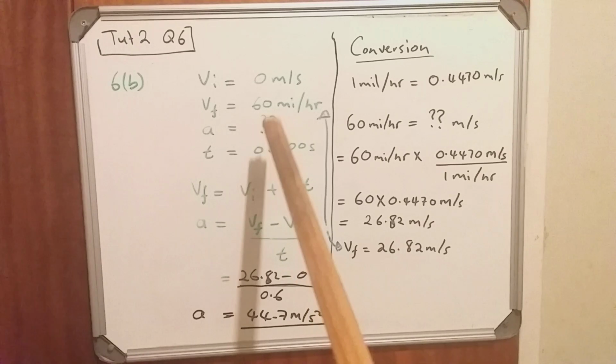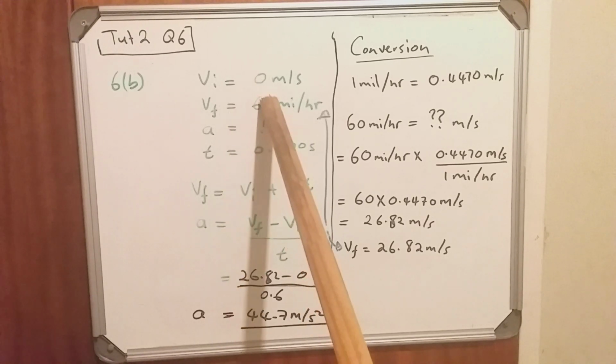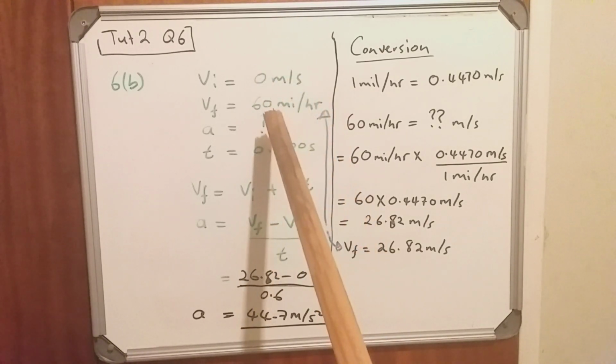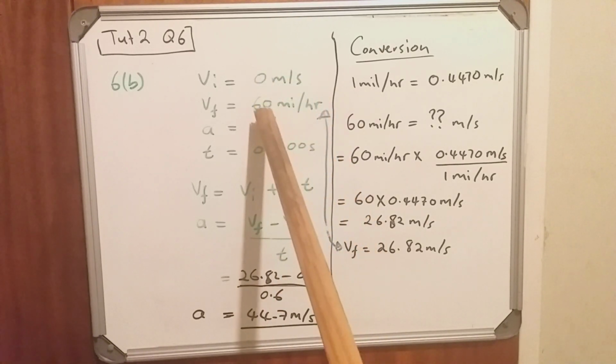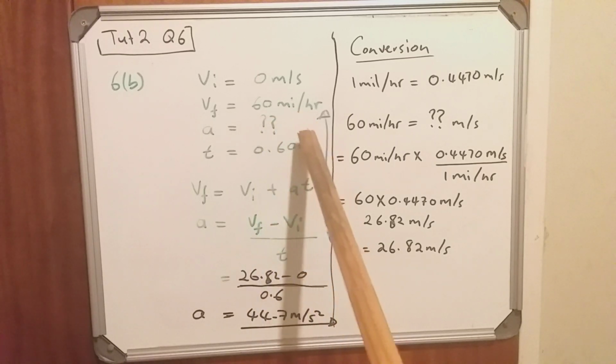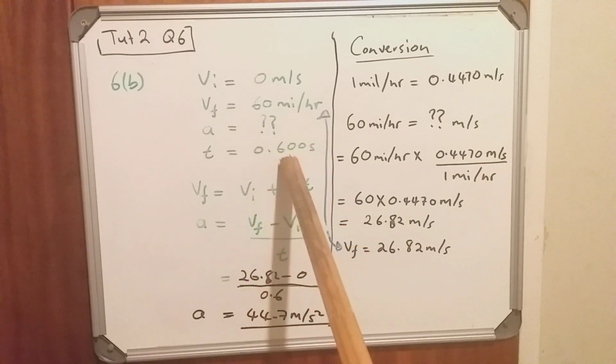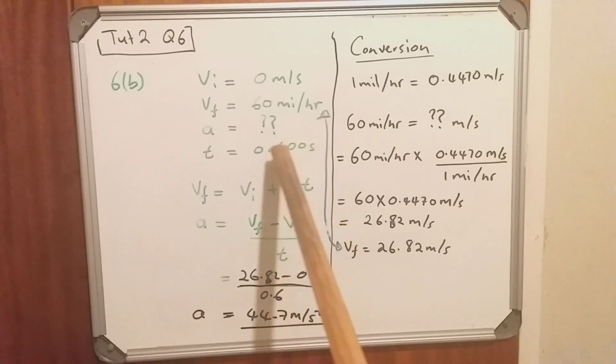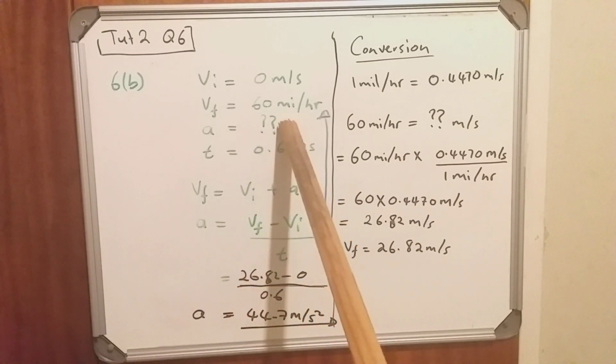So we are given for B the initial velocity, which starts from 0, and B moved to 60 miles per hour in 0.600 seconds. So our question was, what was the acceleration there?